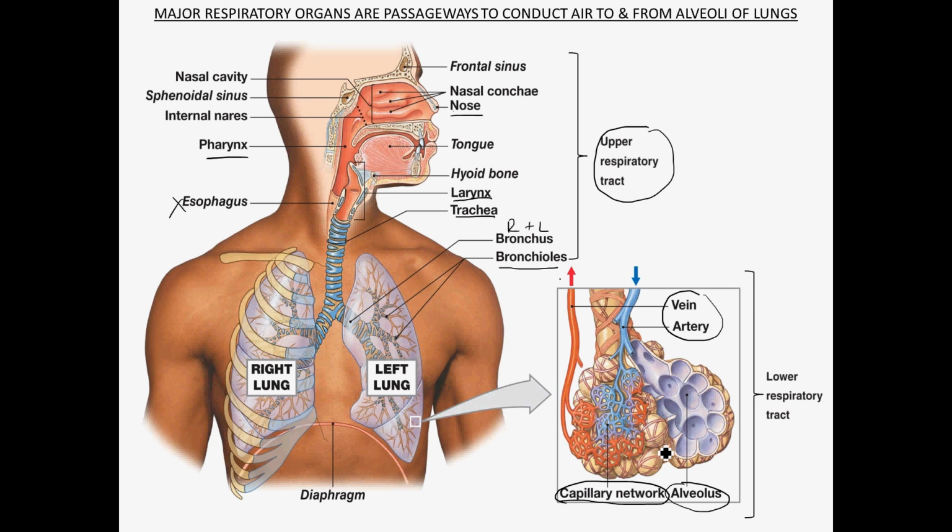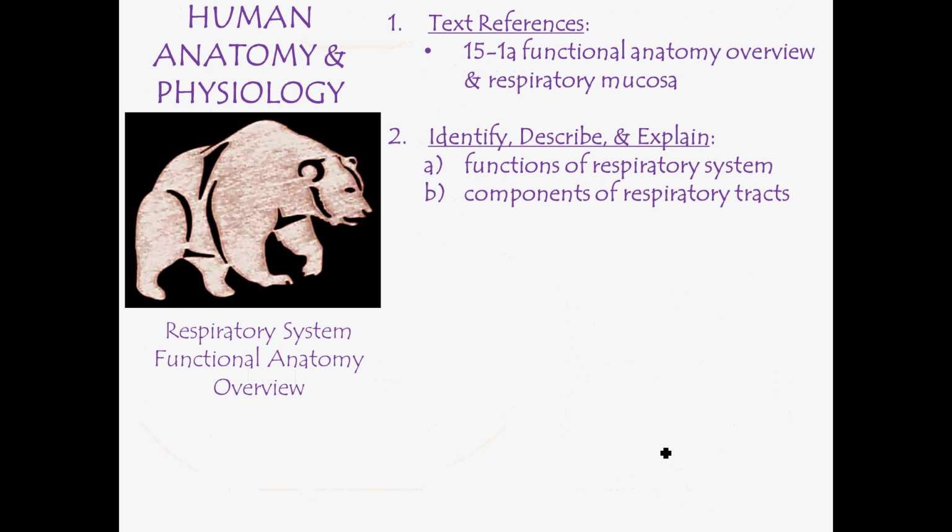Okay. So again, just a quick overview of some of the functions, and then the gross and a little bit of the smaller anatomical features. We should be able to identify, describe, and explain these functions of the respiratory system, as well as components of the respiratory tracts, upper and lower.